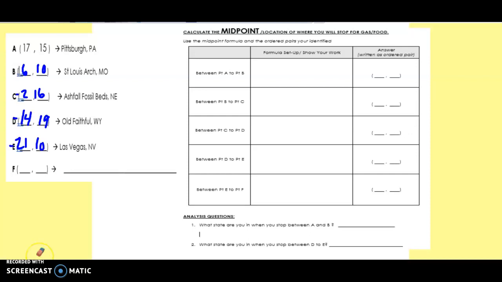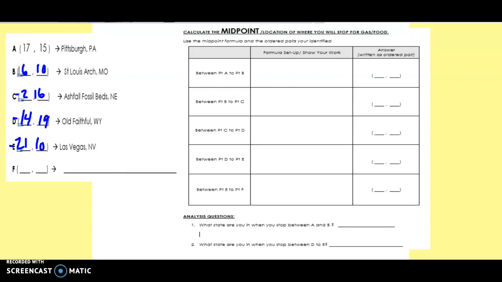All right, so this is the last task of your project, which was to calculate the midpoint, the locations of where we're going to stop for gas and food each day between our endpoints. So again, here are our ordered pairs, and I have them filled in here per our packet. Now remember, F is your own unique ordered pair that is representative of the destination you chose.